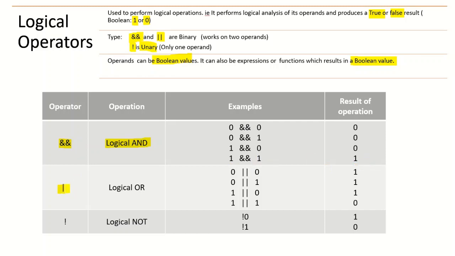2 pipeline characters stand for logical OR operation. These are the logical OR operations: 0 or 0 equal to 1, 0 or 1 equal to 1, 1 or 0 equal to 1, 1 or 1 equal to 0. NOT operation. NOT of 0 is 1 and NOT of 1 is 0.